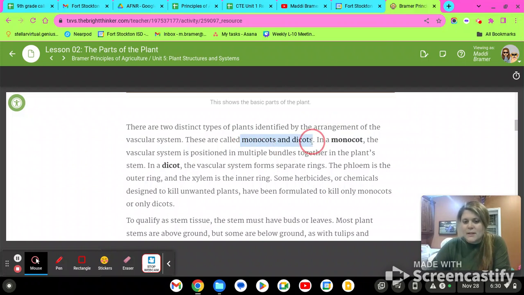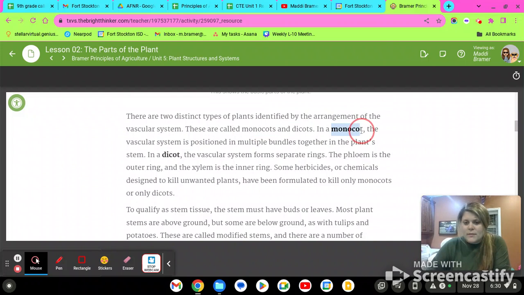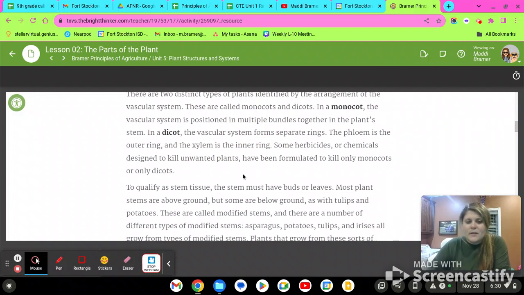So there's monocots and dicots. So mono means one. Remember? So in a monocot, the vascular system is positioned in multiple bundles together in the plant's stem. And dicots, they're separate stems, 2, multiple. The vascular system forms separate rings. So they have a xylem and a phloem.